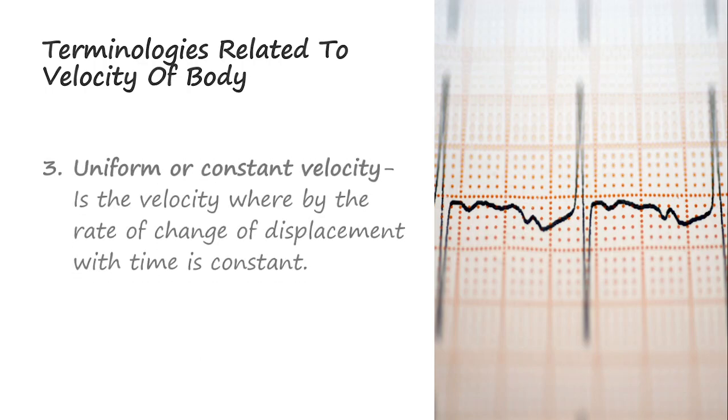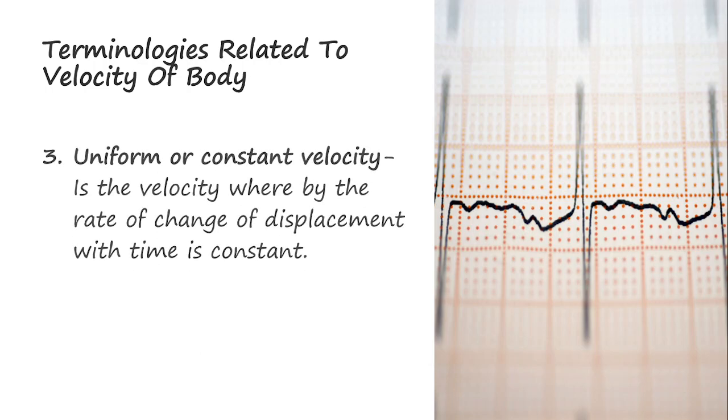Now the other terminology is uniform or constant velocity. Uniform or constant velocity is obtained by taking the rate of change of displacement with time. This uniform velocity is the velocity whereby the rate of change of displacement with time is constant. It is that kind of velocity whereby the rate of change of the displacement with time remains constant, or just the same.